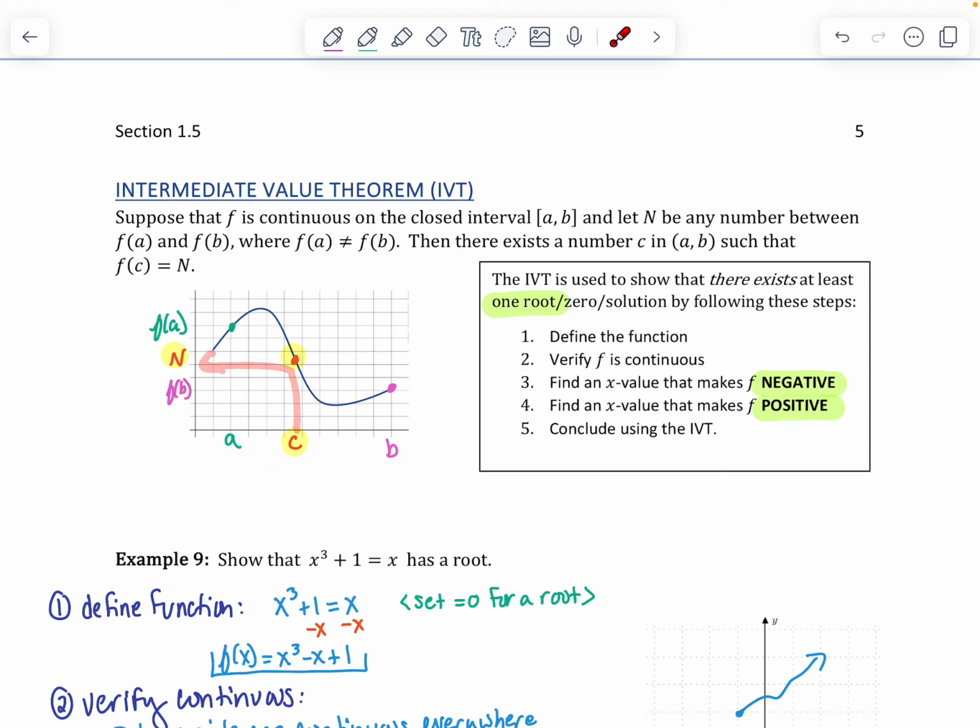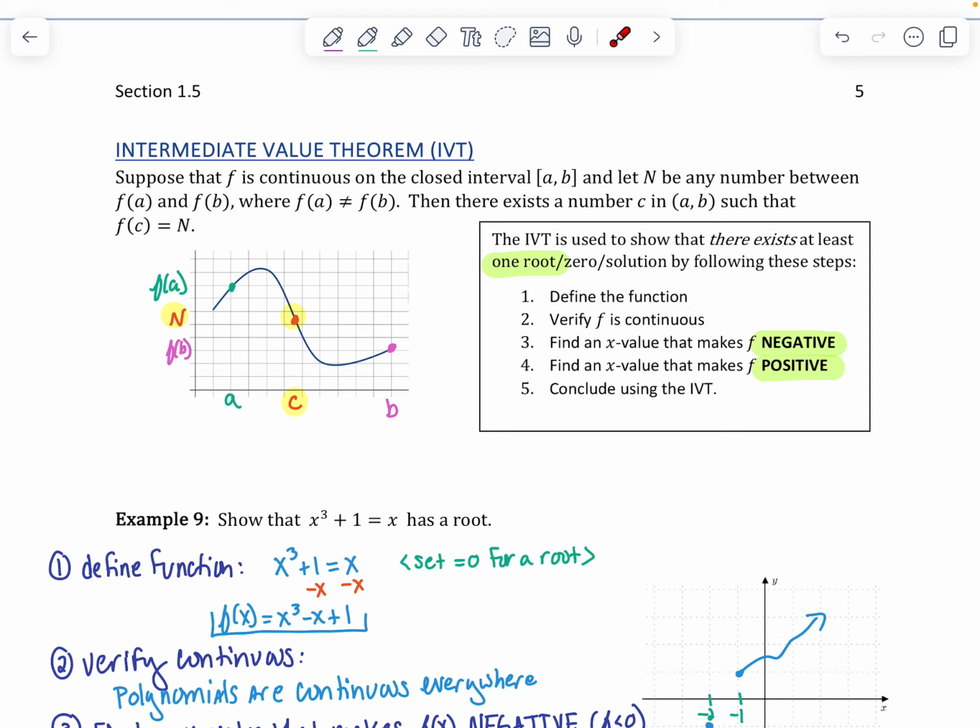Now the reason we want to talk about the intermediate value theorem is to show that there exists at least one root to any function. A root could also be called a zero or a solution. So we need to go through these steps to prove there is a root. First, we want to define the function. Sounds weird, but I'll explain why in a minute. Next, we want to verify that it's continuous.